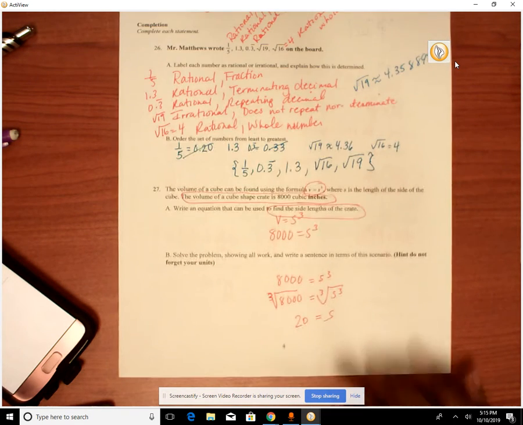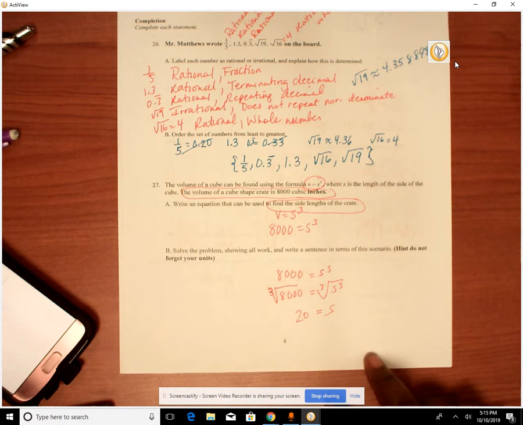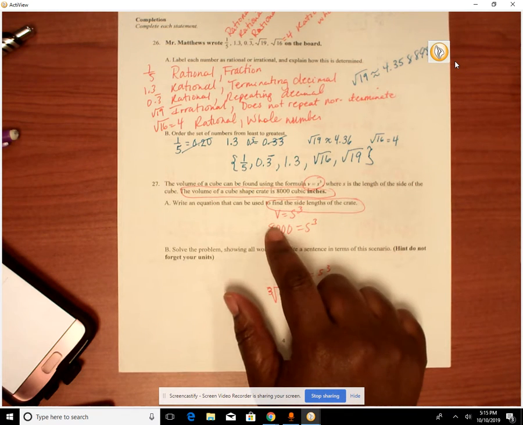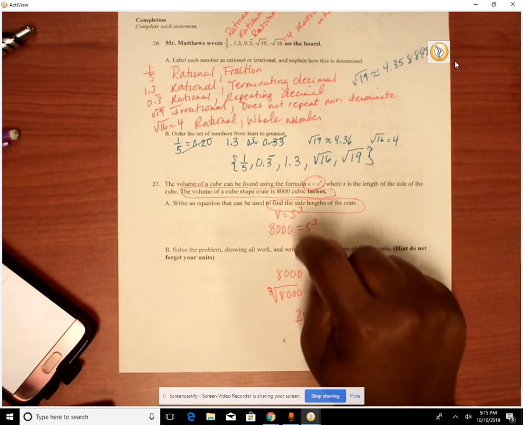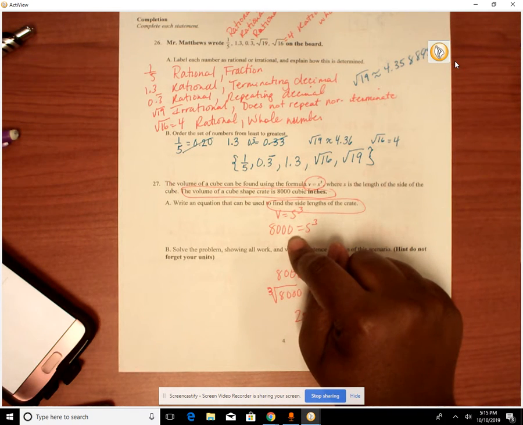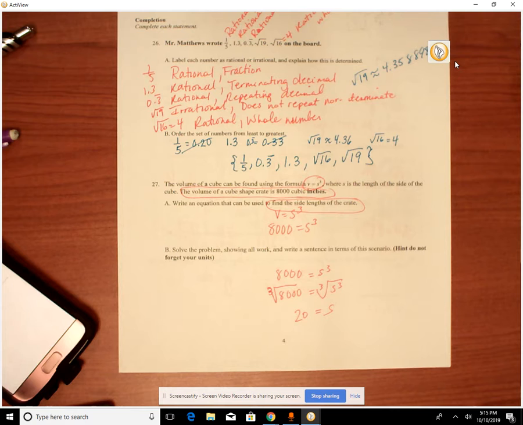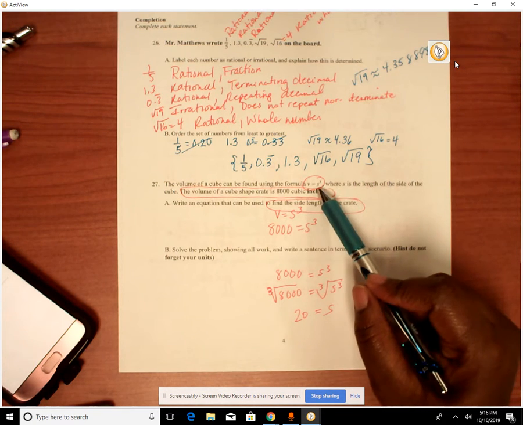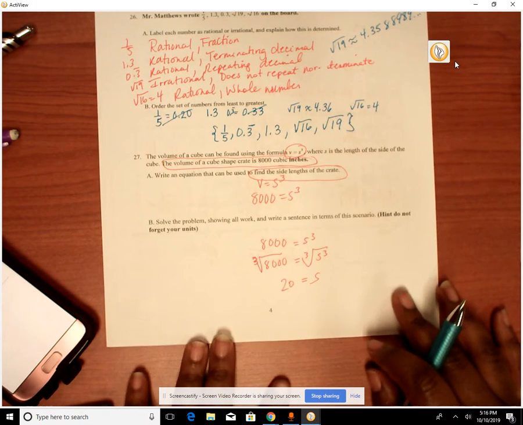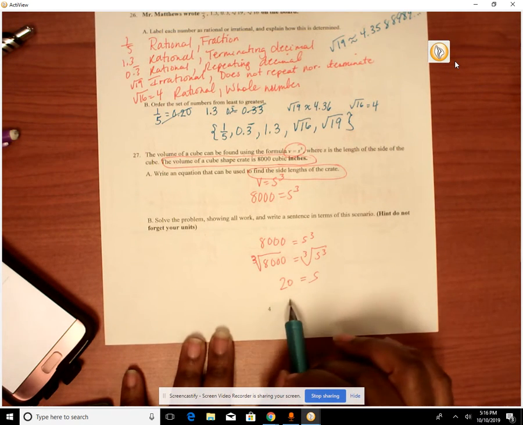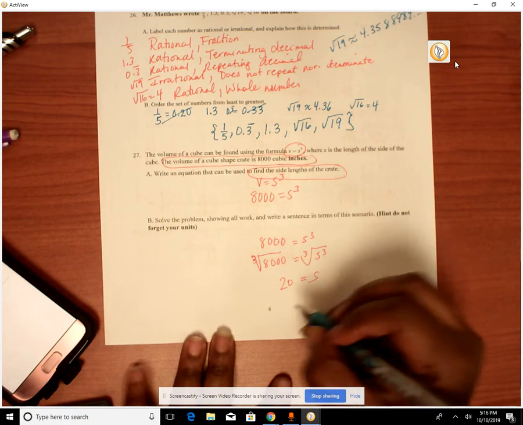Now remember, we did number 27 on the last video. All you did was replace your volume, which they told you 8,000. V was 8,000, so I replaced 8,000 equals S to the third power, and I got S to the third power from right there. So that, and then I solved it. I took the cube root of both sides, took my cube root sheet, it gave me 20.